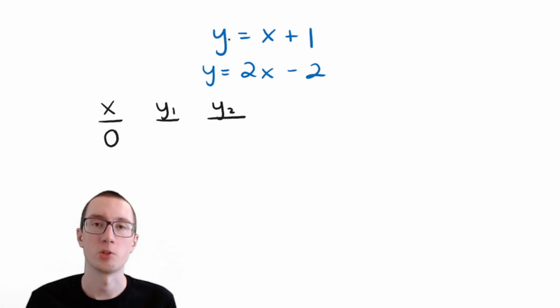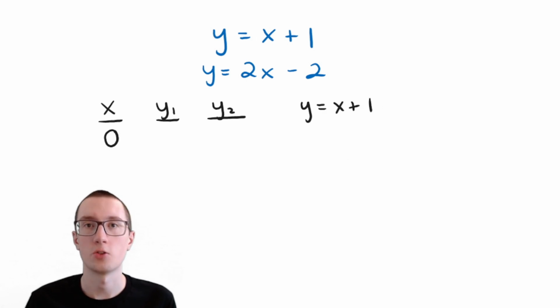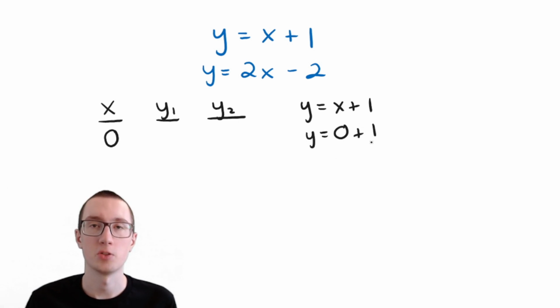We'll start with the first equation, y equals x plus 1. So if we plug in 0 for x, that just means we're replacing x with 0. So let's go ahead and do that. In this case, we have y equals 0 plus 1. Now, 0 plus 1 is 1. So in this case, y is going to be equal to 1. So we're going to go ahead and put 1 here in our table.